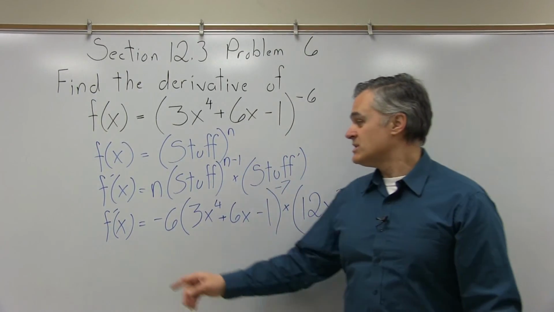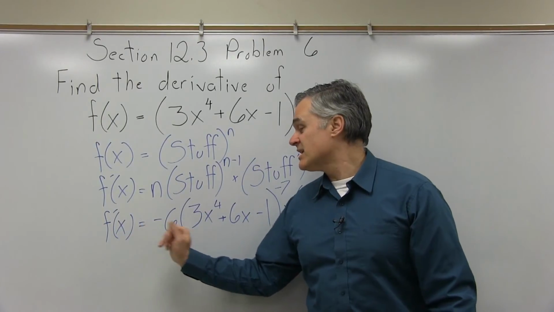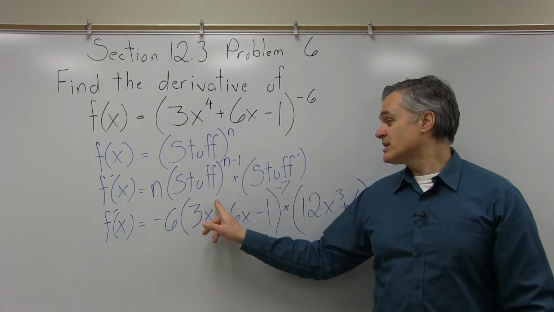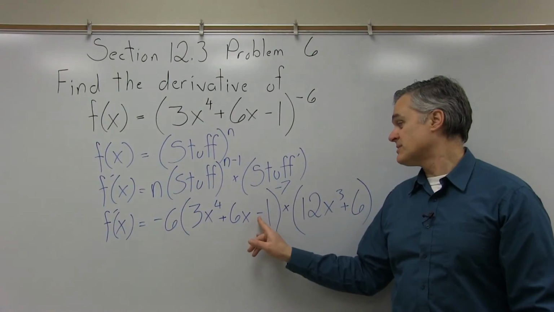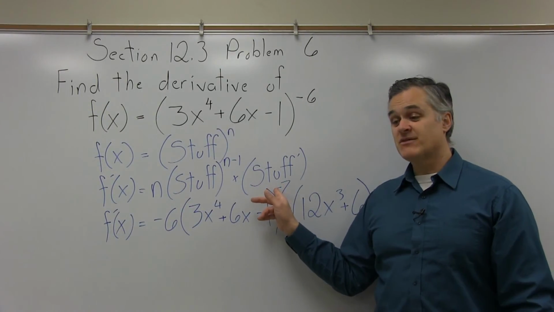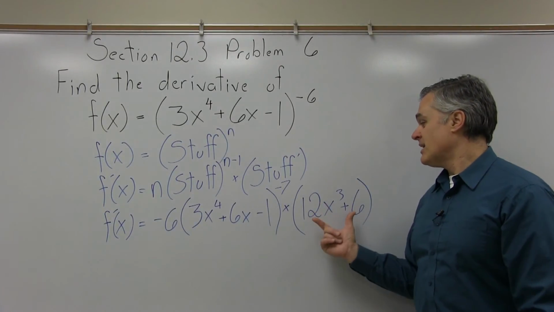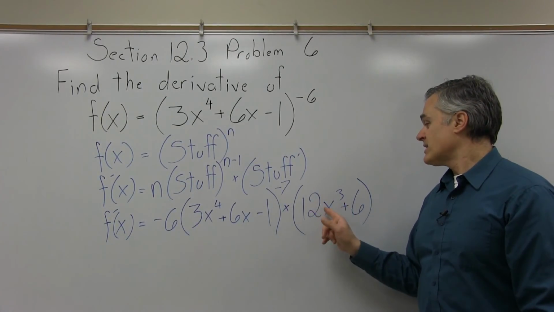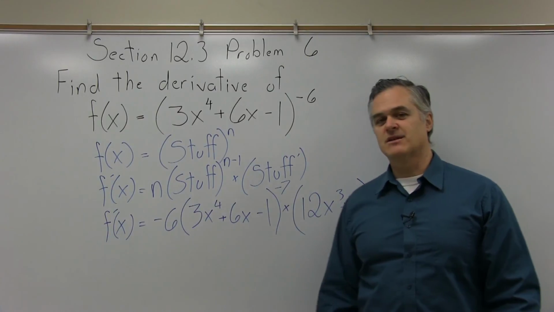And my final answer is f prime of x equals negative 6 times, in parentheses, 3x to the 4th power plus 6x to the 1st power minus 1, close the parentheses, with an exponent of negative 7 on the parentheses, then times another set of parentheses with 12x to the 3rd plus 6 in that second set of parentheses.